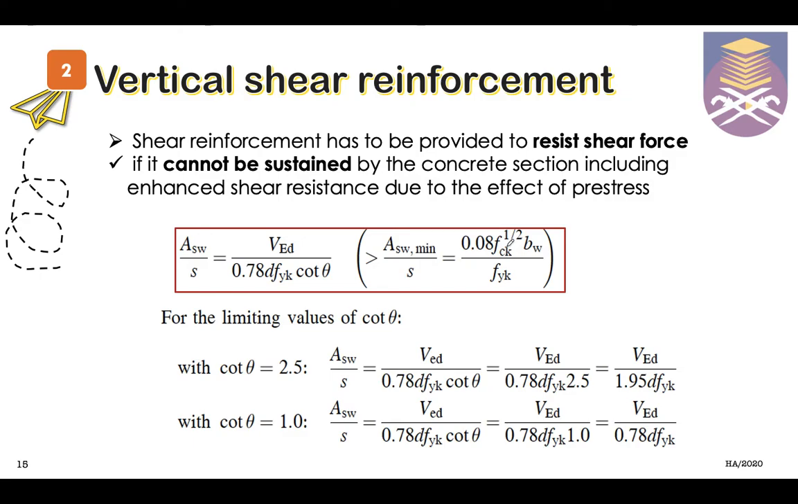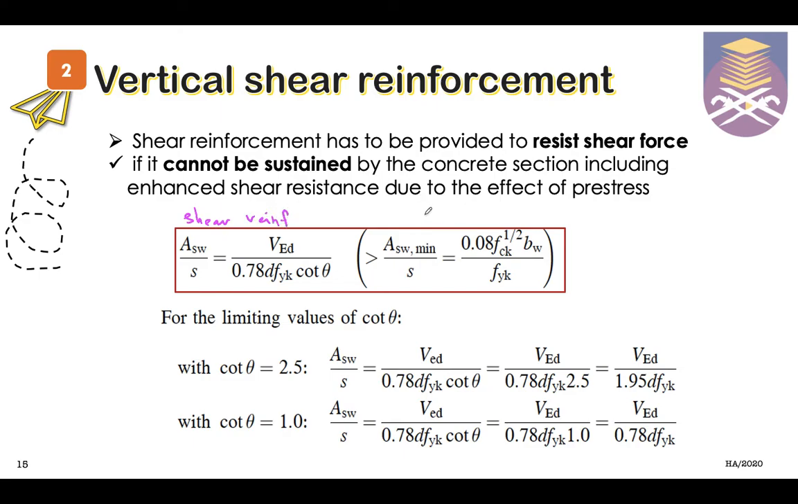Then another equation, another step, is on the vertical shear reinforcement. Shear reinforcement has to be provided to resist shear force if it cannot be sustained by the concrete section, including enhanced shear resistance due to the effect of pre-stress. You can see here that we have two equations. One is the equation for the shear reinforcement itself.